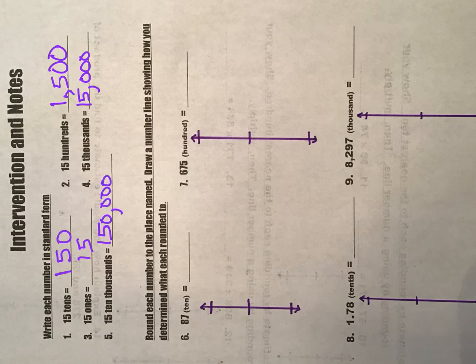Okay, in the next part it says round each number to the place named. Draw a number line showing how you determined what each rounded to. So in number 6 it says 87 rounded to the tens place. Well, the number in the tens place is the 8. So that's 8 tens, which means my low would be 80. My high would be 10 more than that, which is 90. And my midpoint, halfway between 80 and 90, is 85.